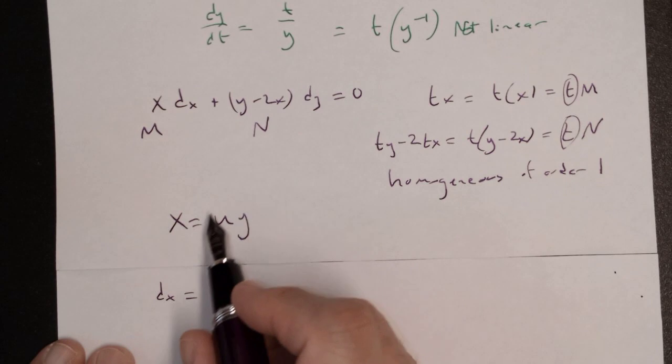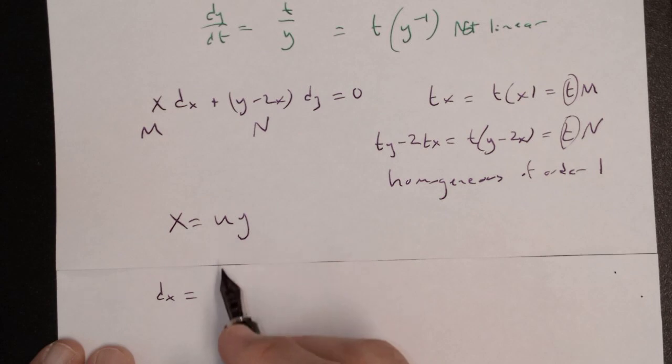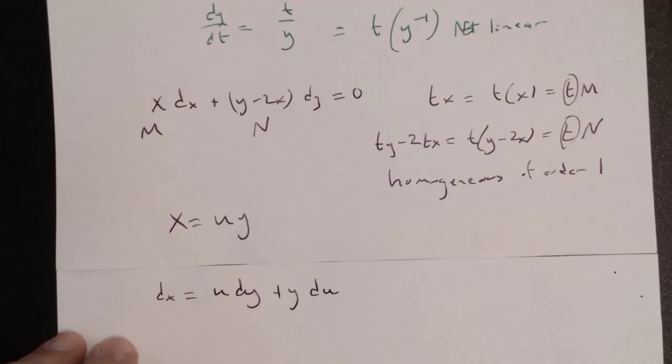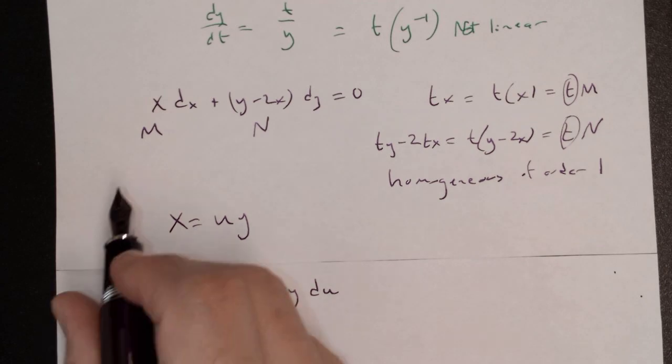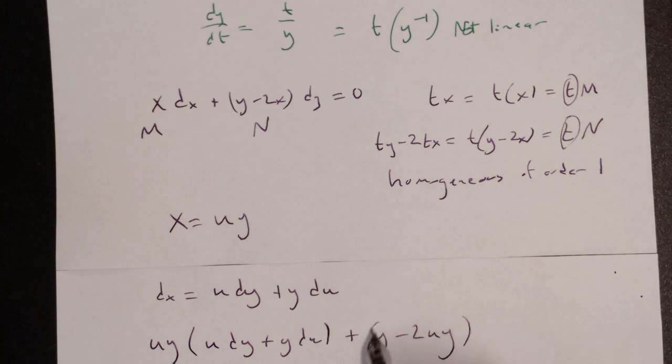Y. These are products. So I'm doing it as product rule. So this is u dy plus y du, because u is now another function. Okay, I'm going to put that in for x and I'm going to put that in for dx. So my equation becomes uy times u dy plus y du plus y minus 2x. I don't have an x anymore, I have uy dy equals 0.